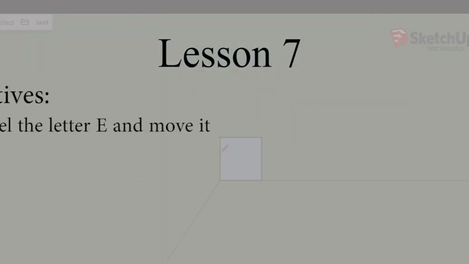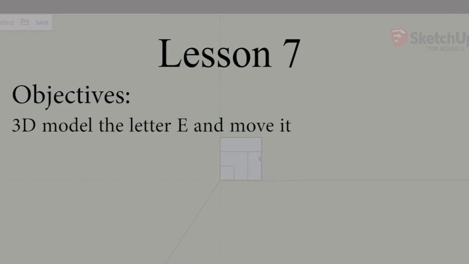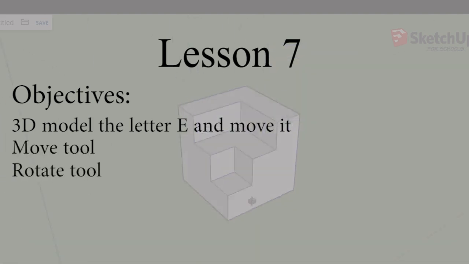In today's lesson, we will model the letter E and move it around. In doing so, we will use many of the tools that we learned from lessons 2 through 5. We will also learn how to use the Move tool and the Rotate tool.